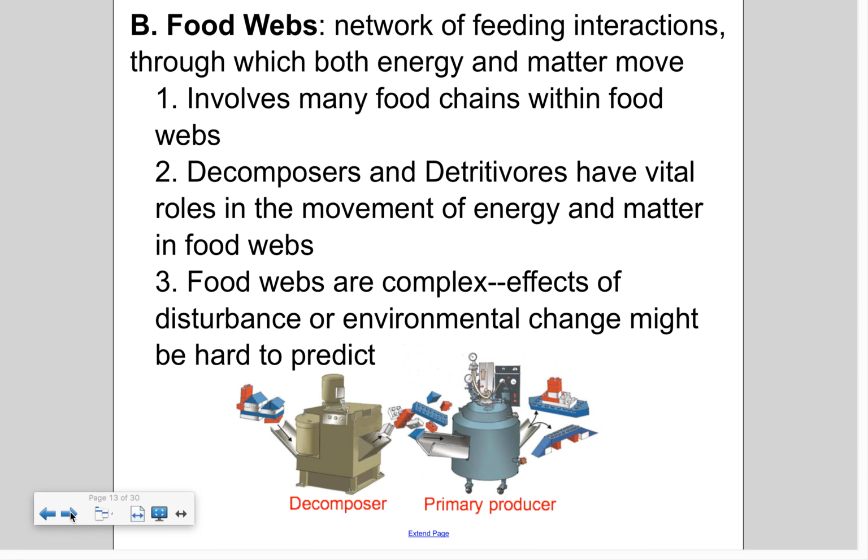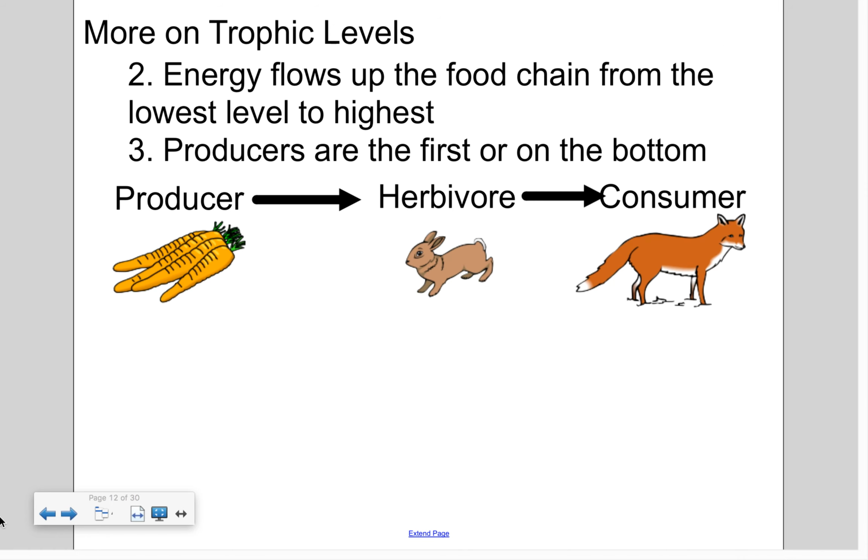Now, food webs are a little bit more complex. It's a network of feeding interactions, and it shows energy as well as maybe matter, depending on the food web. But it's like a bunch of food chains linked together. So the previous slide is just a simple food chain. But with the food web, we're going to have multiple food chains within that food web.